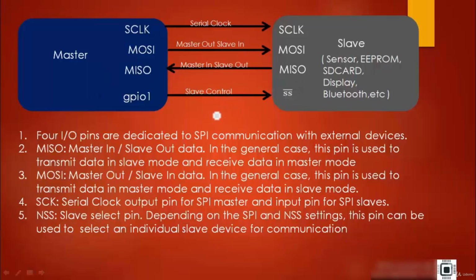Basically, the SPI bus is a collection of these four important pins. Remember that these two are data communication pins. This is a slave control pin, so it doesn't carry any data. And this is the serial clock, which is produced by the master to synchronize the data communication between master and slave. All right, that's a brief introduction to the SPI pins, and we'll understand more about the protocol as we make progress.